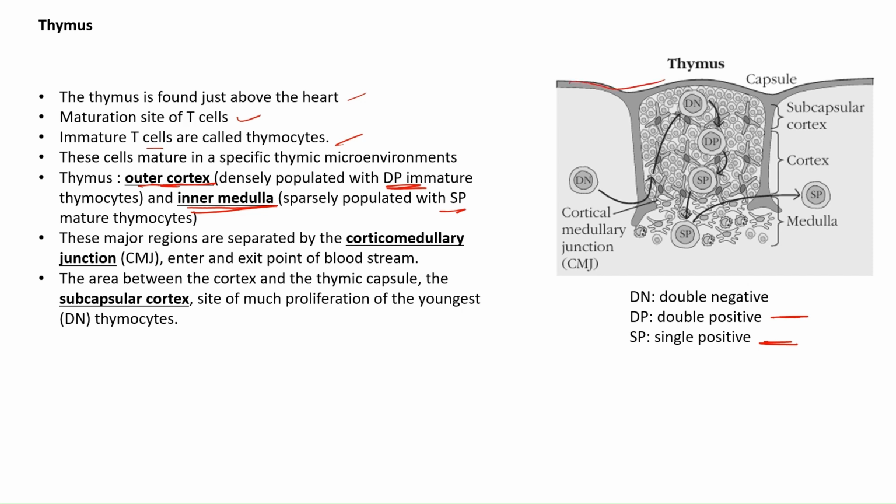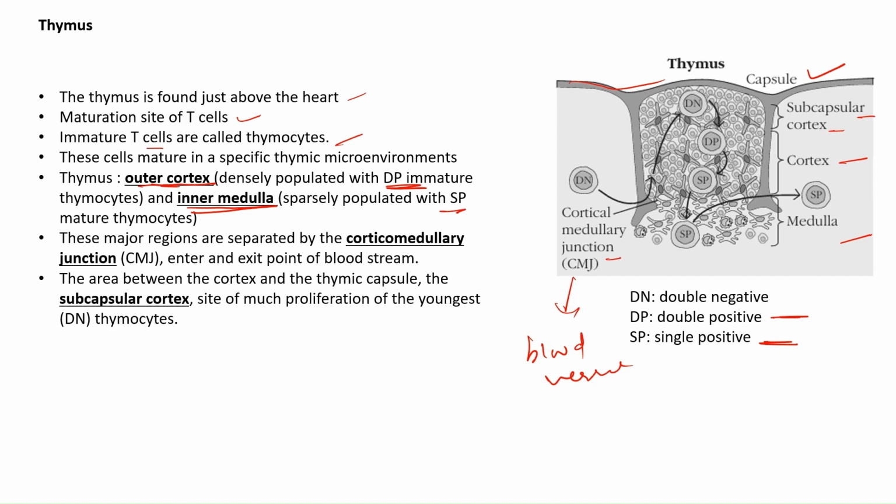The extreme boundary is called the capsule. The gap between the capsule and the cortex is the subcapsular cortex, and then we have the cortex and the inner medulla. And we have a junction called the cortical medullary junction. This is the junction from where the blood vessels can enter and exit.